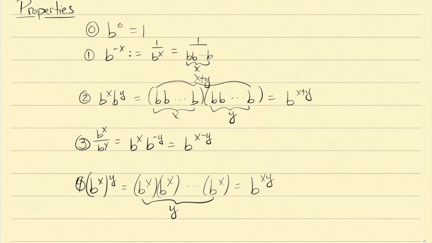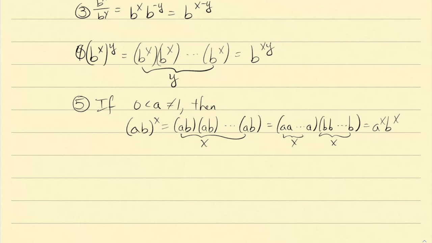If we take an exponential, b to the x, and we raise it to the y power, that means we take b to the x and multiply it by itself y times. So arranging y copies of b to the x, in each one of these there are x b's, and there are y copies of those x b's, therefore there are x times y b's. So b raised to the x, raised to the y power, is the same thing as b raised to the x times y power.